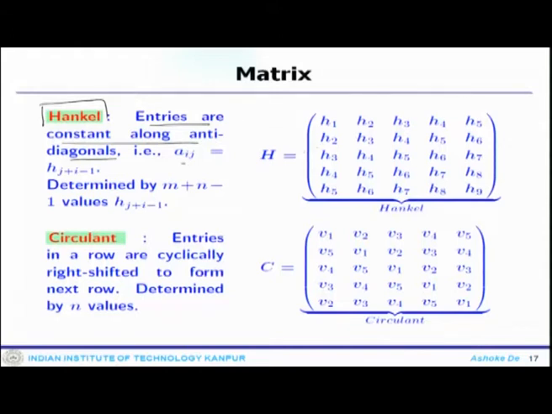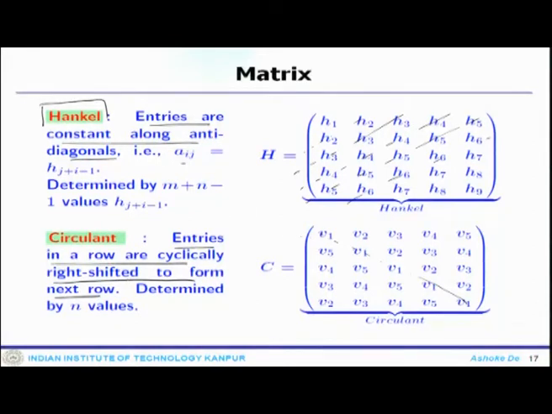So, these are going to be the anti-diagonal terms, and you can see that they are going to be constant. Then circulant: here, entries in a row are cyclically right shifted to form the next row. So, these are my diagonal elements, and entries in a row are cyclically right shifted to form the next row.